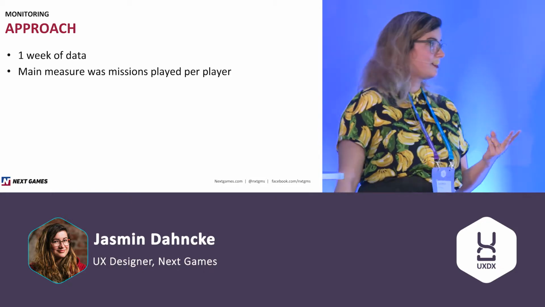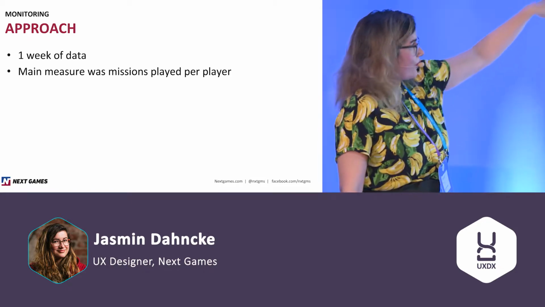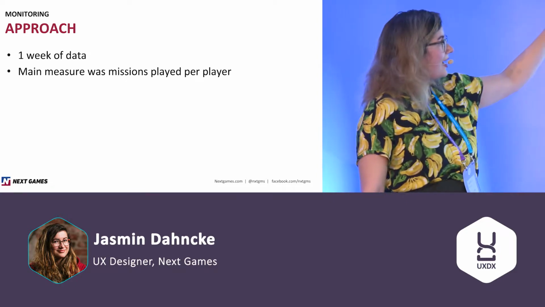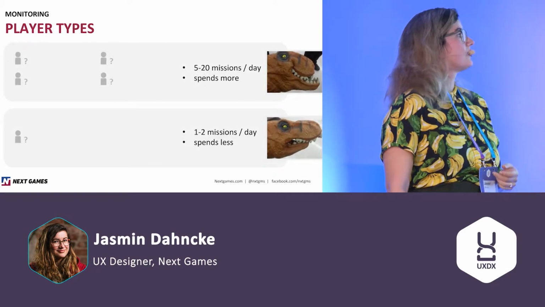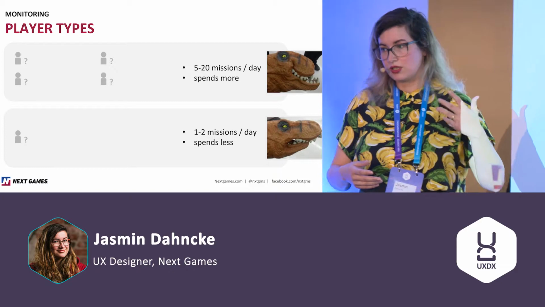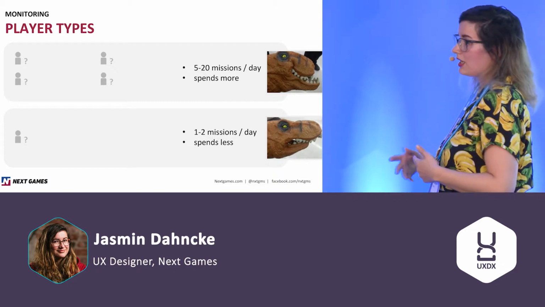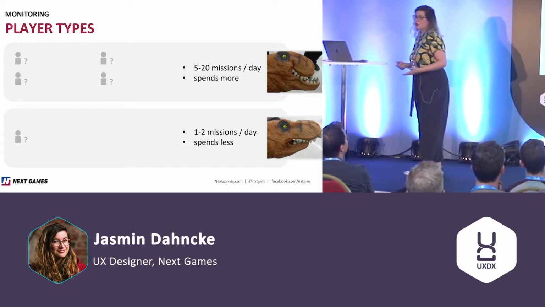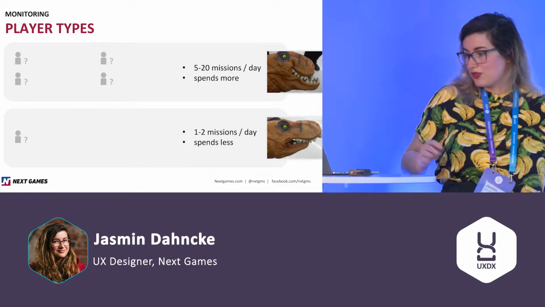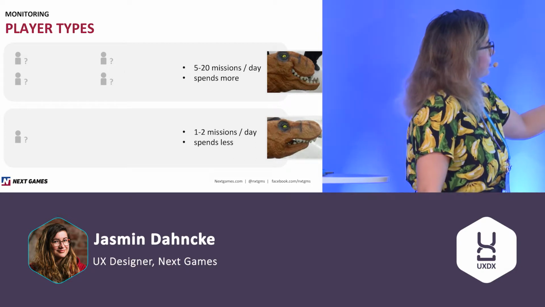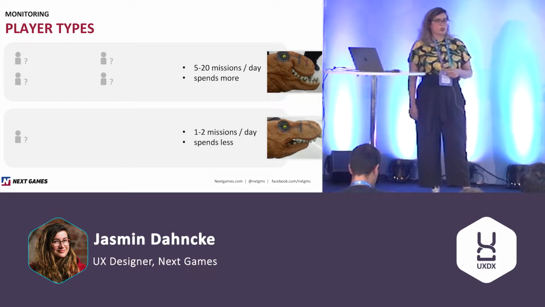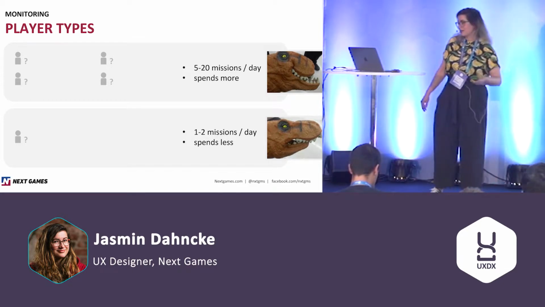So, two buckets. The first bucket had four different player types, and this is a high engagement group. They played a lot of missions, which means they had fun. They loved the content that they saw, they played, they kept coming back, and it also meant that they spent more. And then there was a second bucket, with this kind of erratic player. They weren't as engaged. They played very few missions, and of course, they spent less.